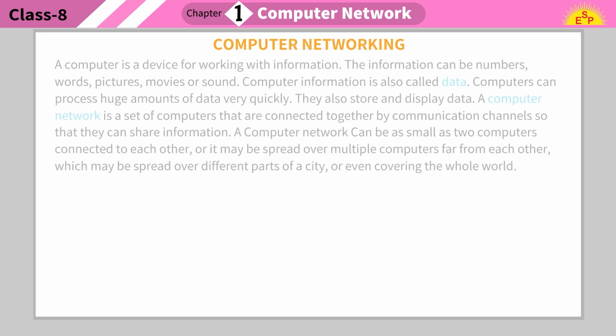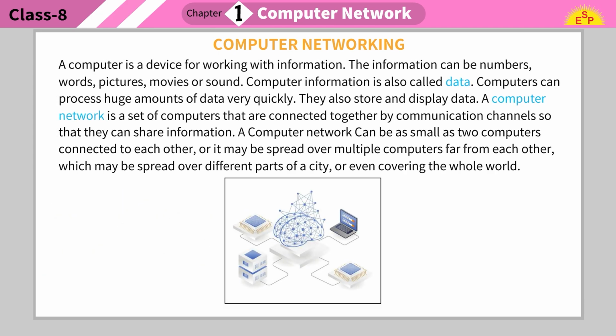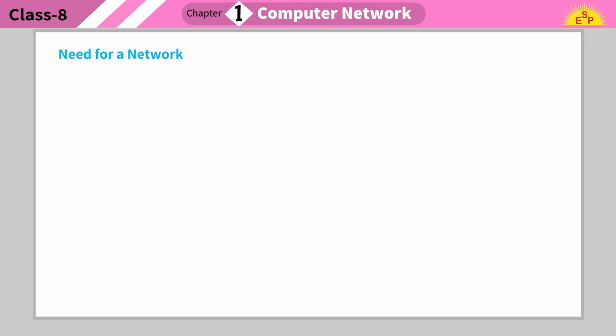Computer networking. A computer is a device for working with information. The information can be numbers, words, pictures, movies or sound. Computer information is also called data. Computers can process huge amounts of data very quickly. They also store and display data. A computer network is a set of computers that are connected together by communication channels so that they can share information. A computer network can be as small as two computers connected to each other, or it may be spread over multiple computers far from each other, which may be spread over different parts of a city, or even covering the whole world.